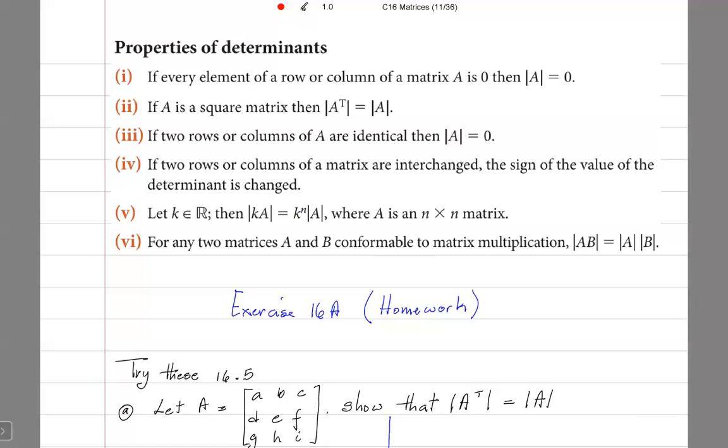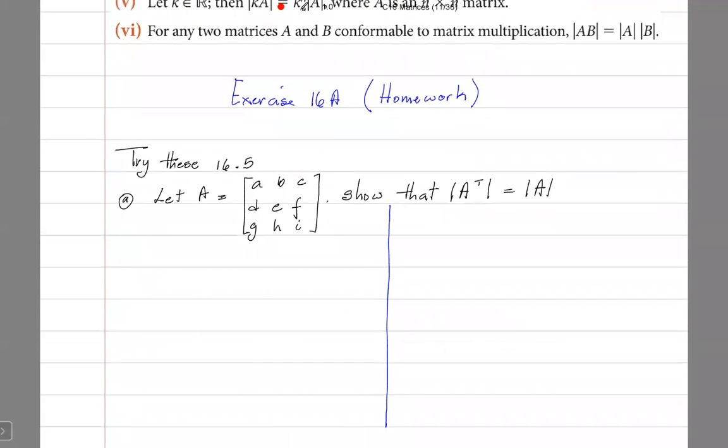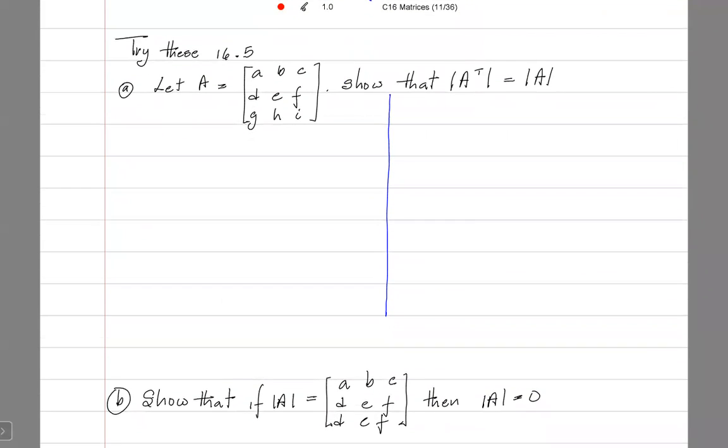All right, so of course, all that we have done up to this point will allow us to do questions from exercise 16A. So your homework is exercise 16A. From the textbook, try these, 16.6. This says let A be the matrix with rows A, B, C; D, E, F; G, H, I, and show that the determinant of A transpose is equal to the determinant of A.